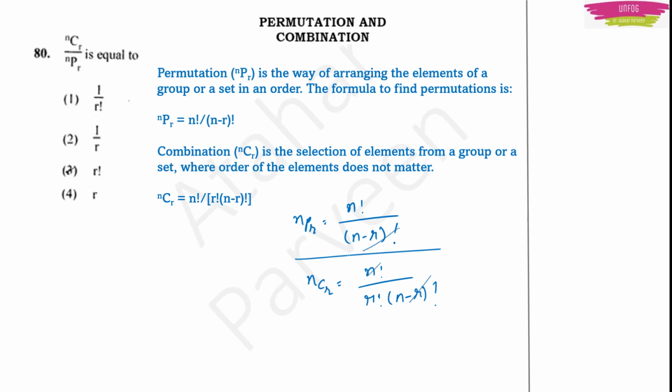Everything will get cancelled. And nPr by nCr will be equal to 1 upon 1 by r factorial. This will be equal to r factorial. So option 3 should be the right answer.